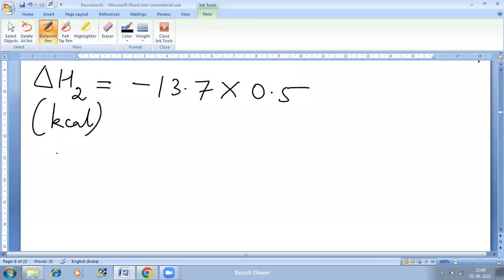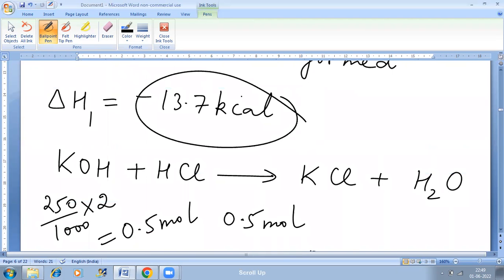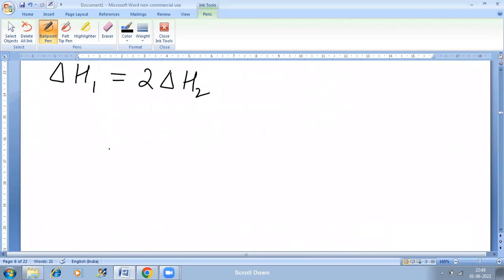Now see, I can clearly say that delta H1 is 2 times delta H2. Compare this value and this value. So delta H1 is 2 times delta H2. Now also we know that here the enthalpy of neutralization is equal to the heat which is absorbed by the solution. In the question they have mentioned that assume all heat is taken by the solution. Now, whatever enthalpy of neutralization is obtained, that means whatever energy is released as a result of neutralization is completely absorbed by the solution in each case.